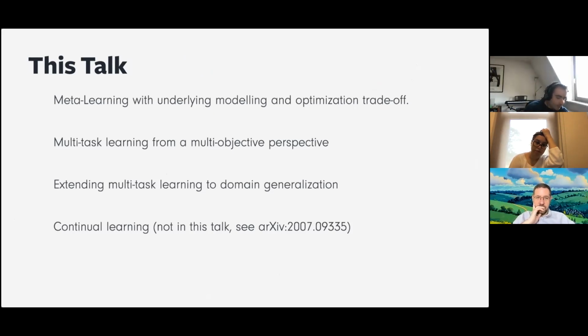Then I'll talk about multitask learning from a different perspective. And I'll say that multitask learning is inherently a multi-objective problem. And I'll present a multi-objective algorithm which will probably solve this problem. Then I'll, in a hand-wavy way, extend this multitask learning result to domain generalization. And you can actually see that this thing will extend to continuous learning as well, but it's not in this talk. We have a paper under submission and some arXiv.